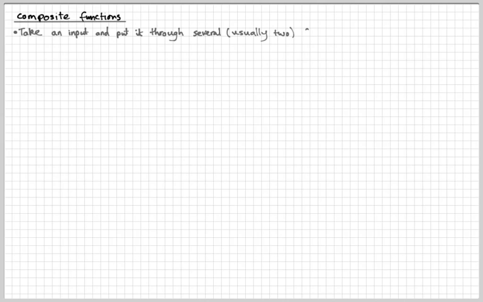Afternoon. In this video we're going to be looking at something called composite functions. Composite functions is the composition of two functions or many functions. It's the combination of functions. For composite functions, we're going to take some input and put it through several functions, normally two of them.